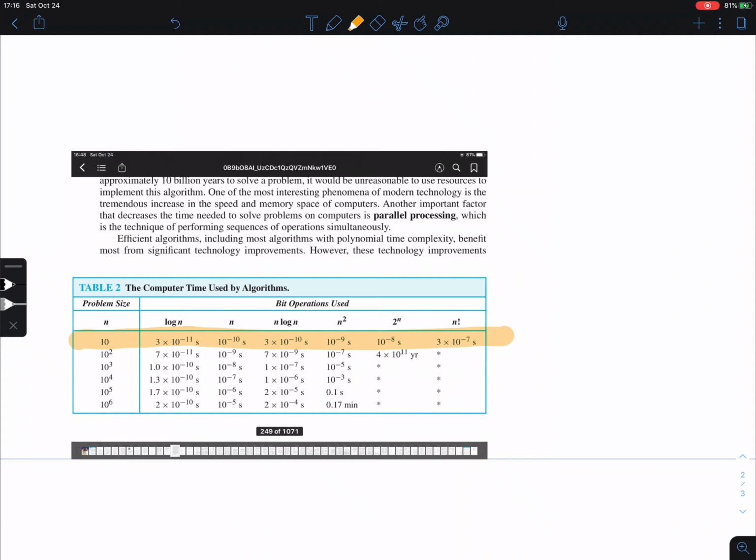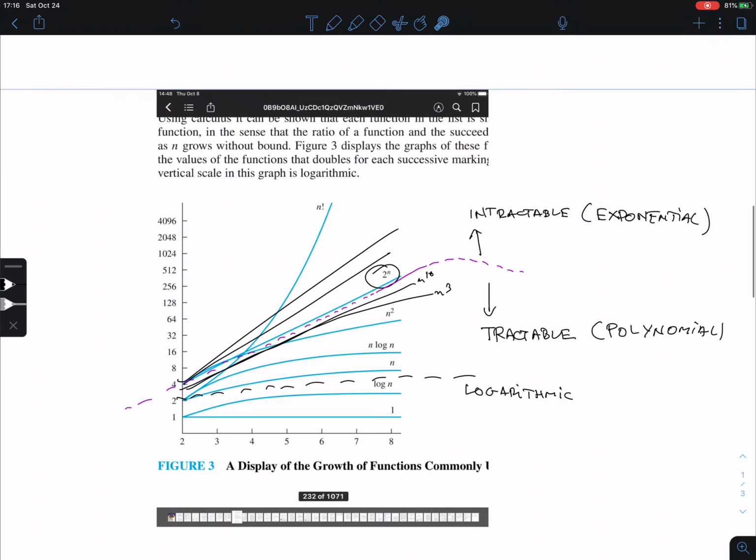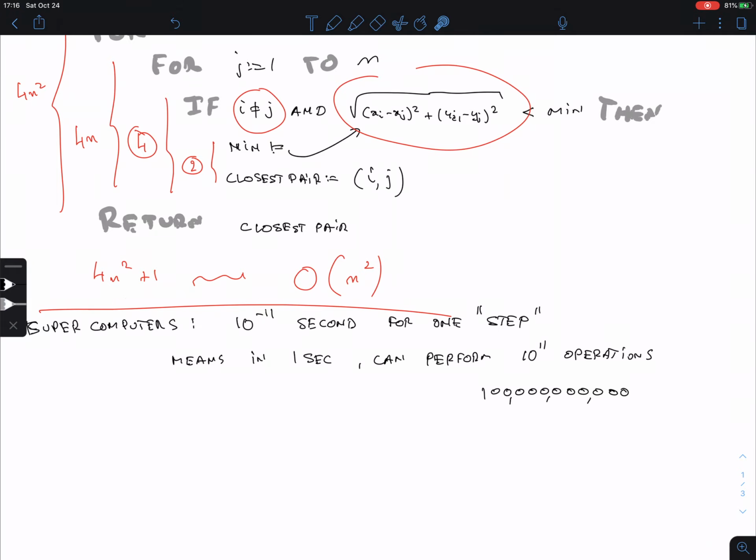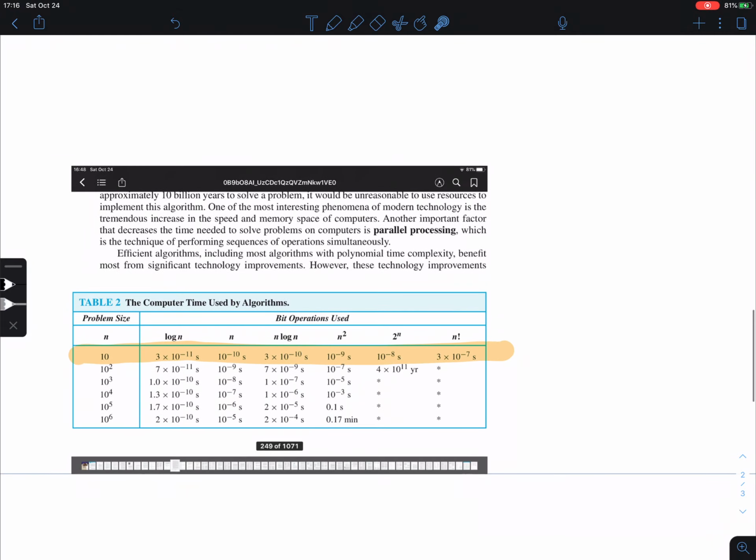If we have an input size of 10, how long does it take depending on the complexity? Be careful. Remember, this is complexity. If we say the complexity is n squared, the number of steps could actually be something like 4n squared plus 1, so there is a constant involved. Here you see the time it takes to do all these operations, and they are all less than a second, no matter how many steps or how bad the complexity is.